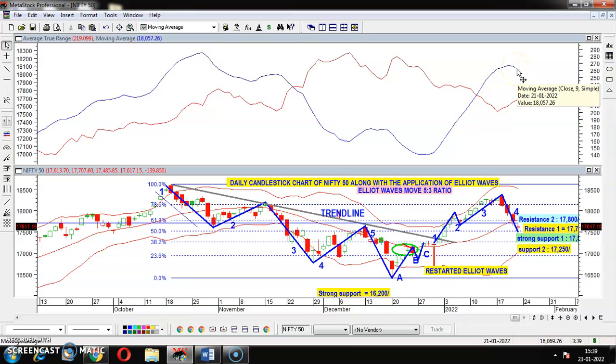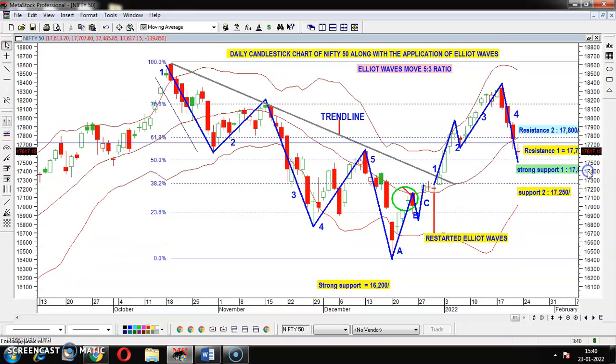What is the value? 18,057, and here the value is 21,909.99. So when the value is higher than this moving average, it indicates strong, huge volatility. So here you see, as far as the ATR is concerned, there is huge volatility as the value is greater than the simple moving average.